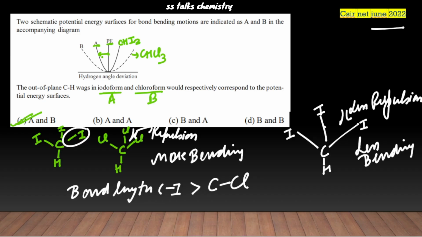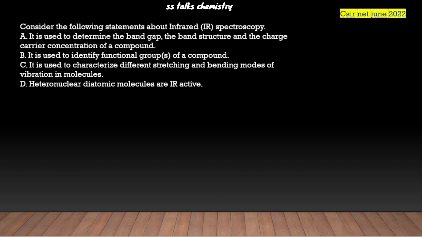Okay. Now next, this question. Consider the following statements about infrared spectroscopy. First, it says it is used to determine the band gap, the band structure and the charge carrier concentration of the compounds. So no, concentration of the compounds I can find using UV-visible spectroscopy, not the IR one, right? Next option says it is used to identify the functional groups of the compounds. This statement is the correct one. The stretching frequencies of the various bonds showing a change in the dipole moment are determined in IR spectroscopy. So B is the right answer, right?